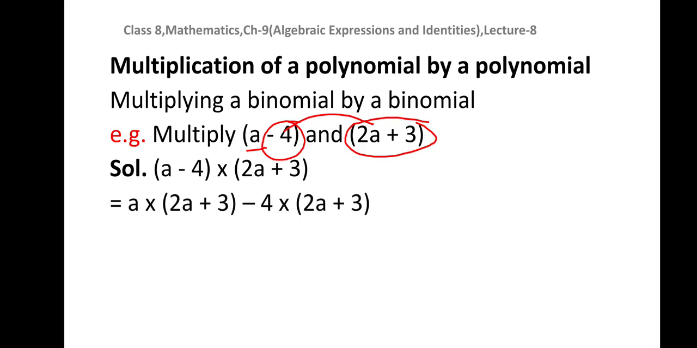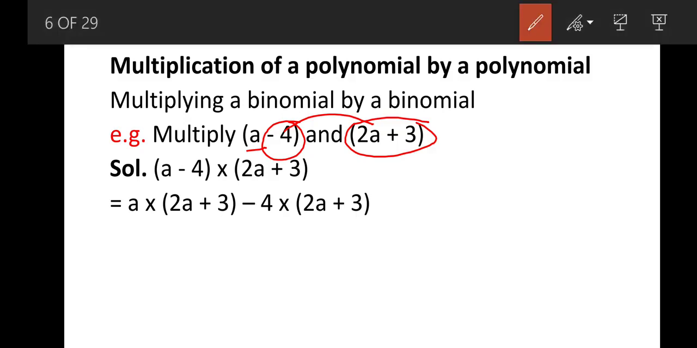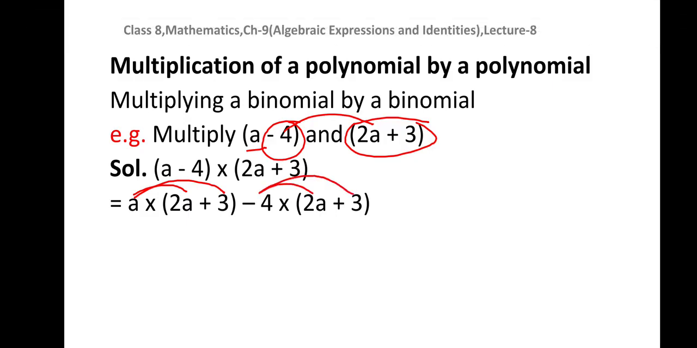So let us see the steps. As I told you, a is to be multiplied by 2a plus 3 and minus 4 is to be multiplied by 2a plus 3, and we know the rule now, distributive law. A is to be multiplied by 2a plus a is to be multiplied by 3. Minus 4 is to be multiplied by 2a and minus 4 is to be multiplied by 3. This is your distributive law. We have studied it in the previous slide also. So accordingly, I have written a into 2a plus a into 3 minus 4 into 2a minus 4 into 3.